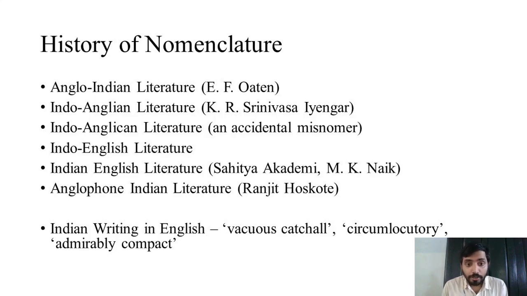On the other hand, Anglophone Indian literature is a very modern term framed by Ranjit Hoskote, who argues that Indo-Anglian, the other popular term, and Indian English literature, a term popularized by Sahitya Akademi, should be rejected. He rejects it, saying that Indian English is something very specific. This is English written by Indians. It is in no way a specialized kind of English literature. It is English literature, part of English literature written by Indians. So that term is rejected.